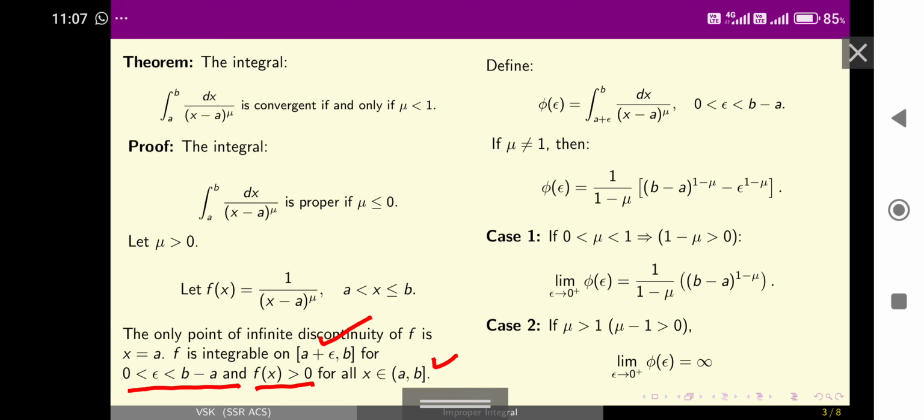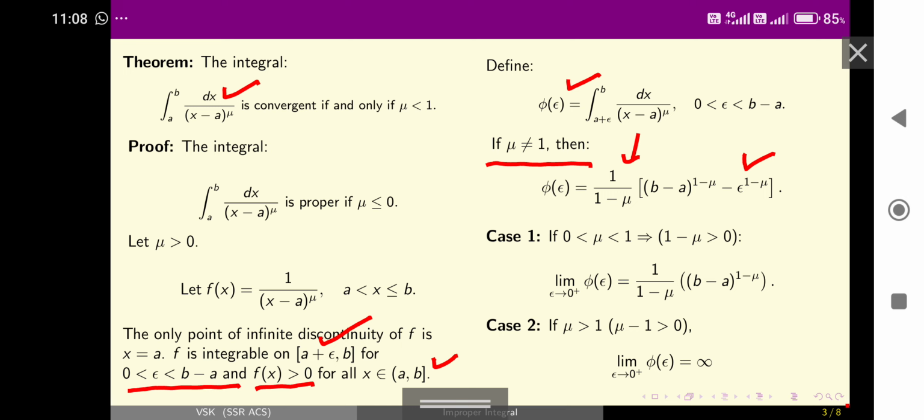Now let us define phi(epsilon) by the integration from a plus epsilon to b of dx upon (x minus a) to the power mu. Then recall, if this expression has a finite limit as epsilon tends to 0, then this improper integral will be convergent, otherwise it will be divergent. So let us take the case, first of all, if mu is not equal to 1. When we evaluate this, we get phi(epsilon) equal to 1 upon (1 minus mu) times [(b minus a) to the power (1 minus mu) minus epsilon to the power (1 minus mu)].